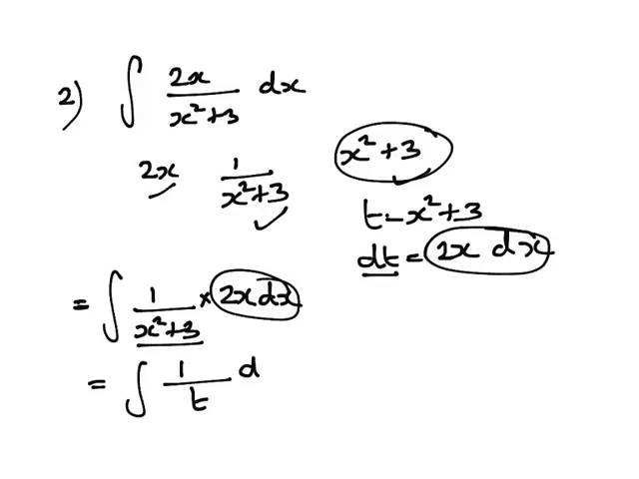So integral of 1 by t dt. We know that the integral of 1 by t is nothing but ln t, isn't it? ln t plus c. So finally replace t with x squared plus 3. The answer is ln of (x squared plus 3) plus c. So this is the answer for this particular question. Fine, I hope you understood this. So let us solve another problem.